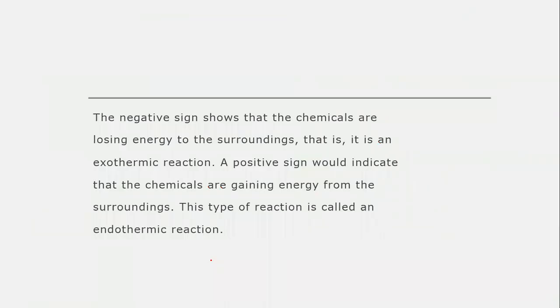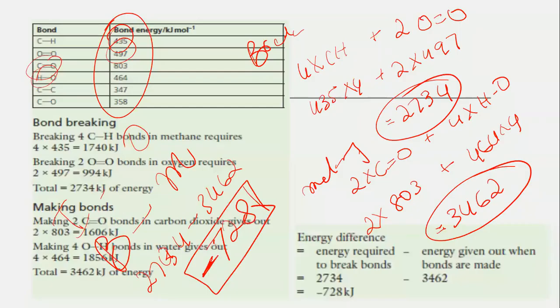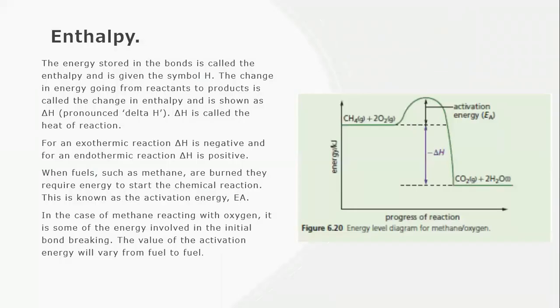All right. So we got a negative sign over here. In an endothermic reaction, the energy we are getting from making the bonds is going to be less than the energy we are getting from breaking of bonds. So in that situation, you are going to end up getting a positive sign. So an endothermic reaction will have a positive sign, and an exothermic reaction has a negative sign.